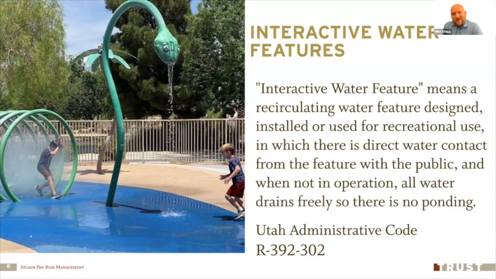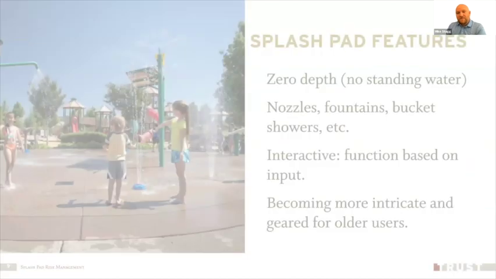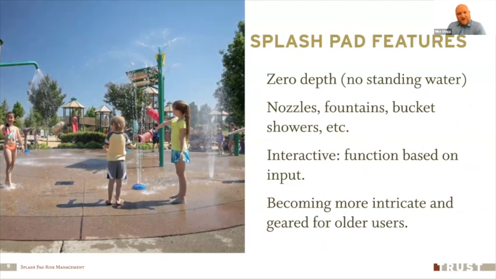The Utah Administrative Code R392-302 deals with anything swimming pool, aquatic, water feature, or spa related. So this is the code that we're going to be really referring to as we go through this session today.